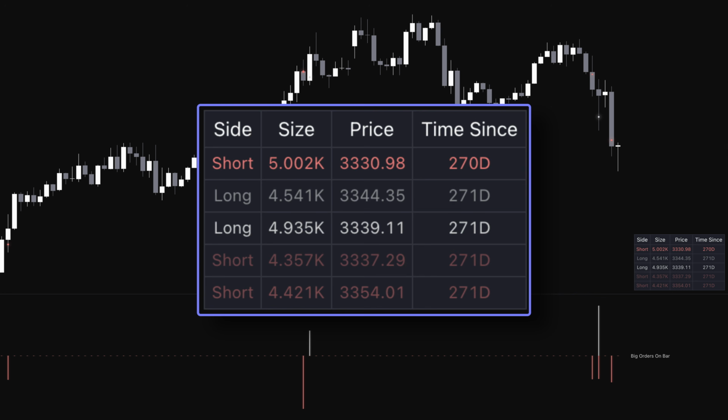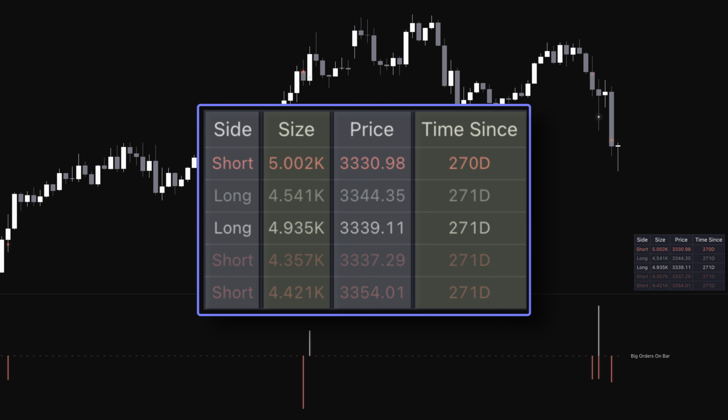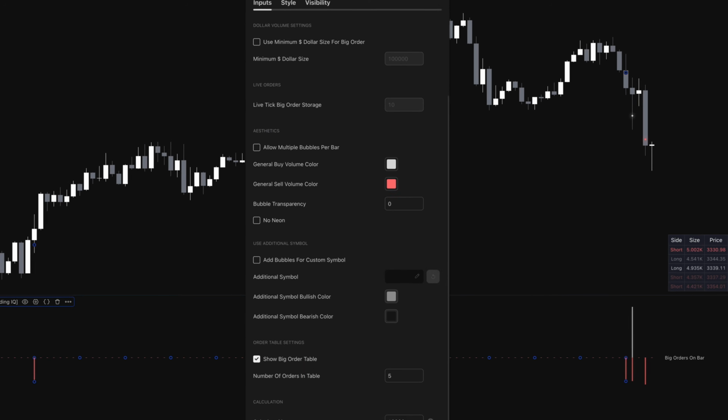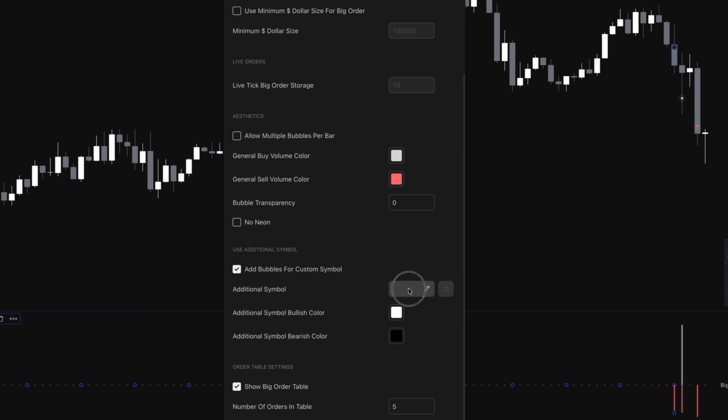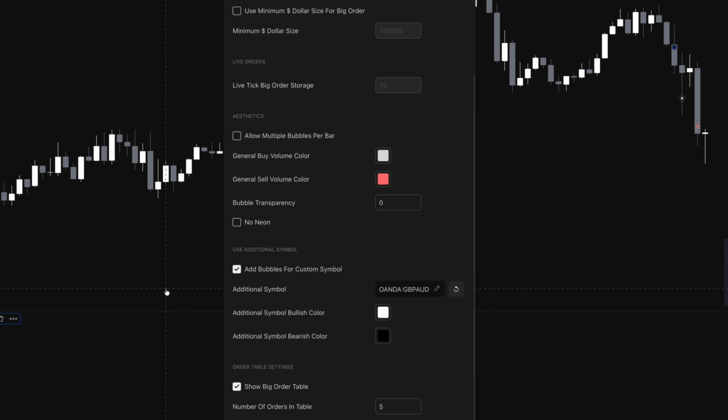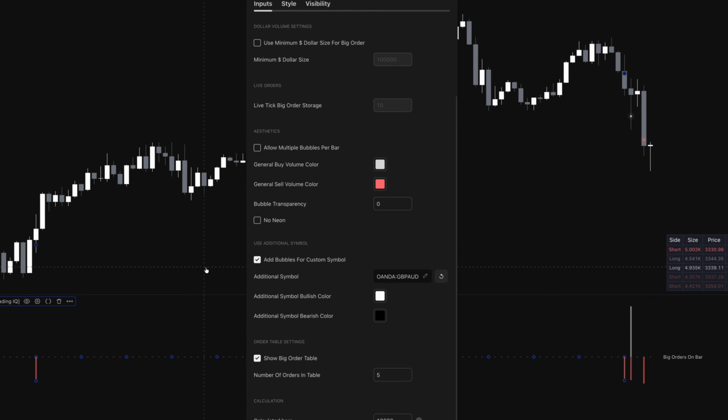The order table lists the most recent large orders with side, size, price, and time elapsed, with row colors gradient scaled to order size. An additional symbol input lets you overlay big order detection from a correlated instrument, useful for reading futures alongside spot or a sector ETF alongside individual names.